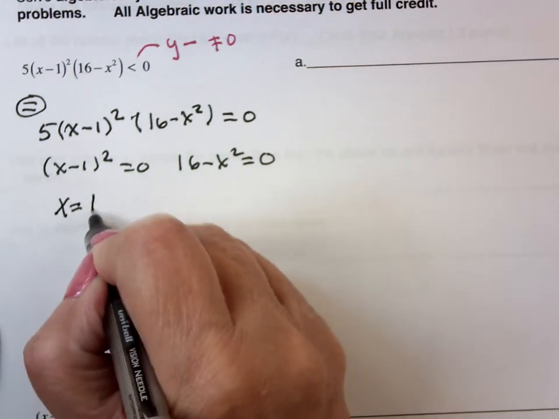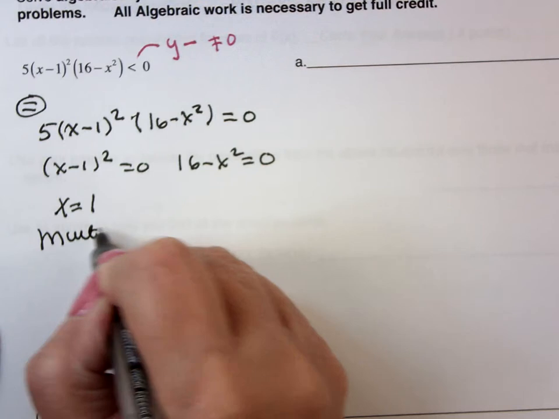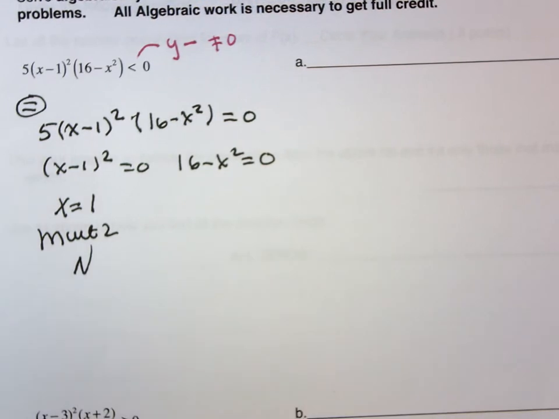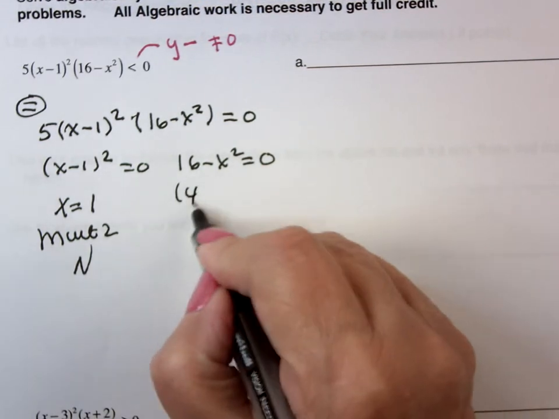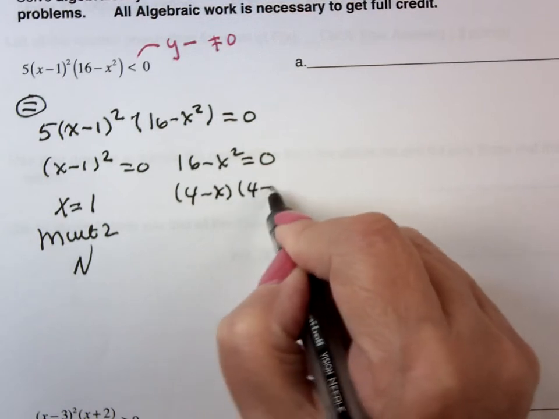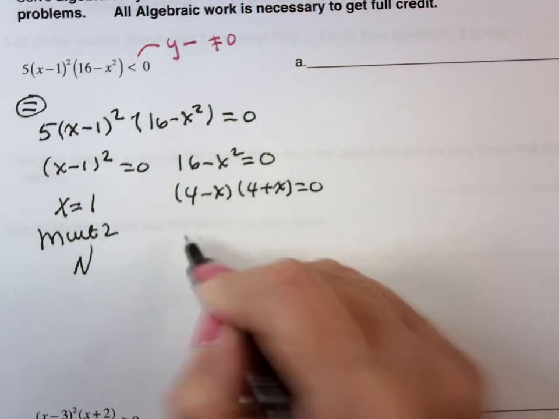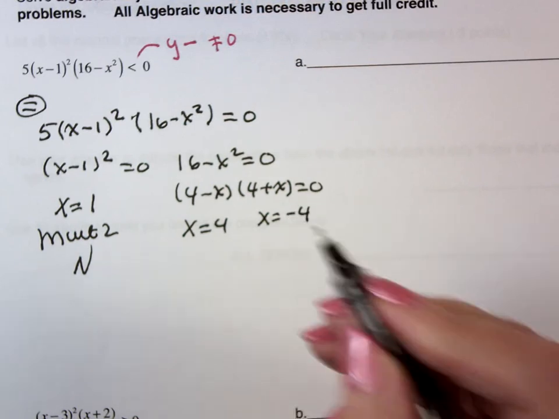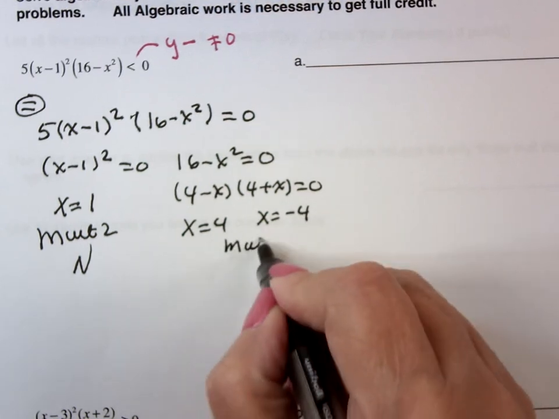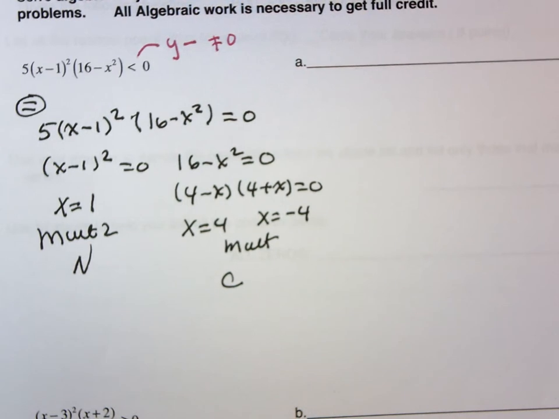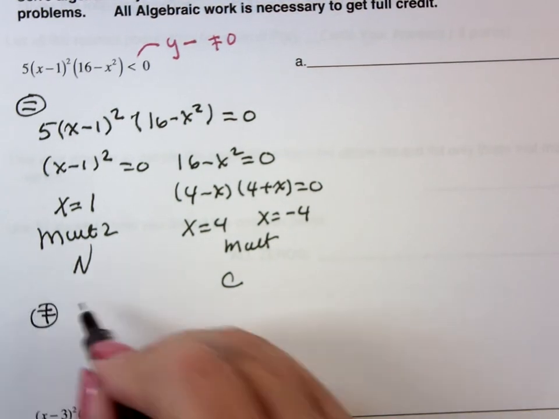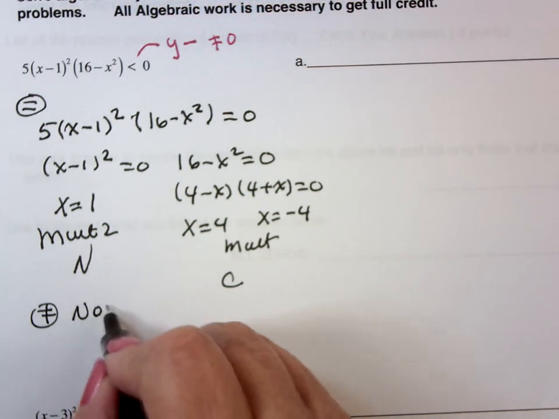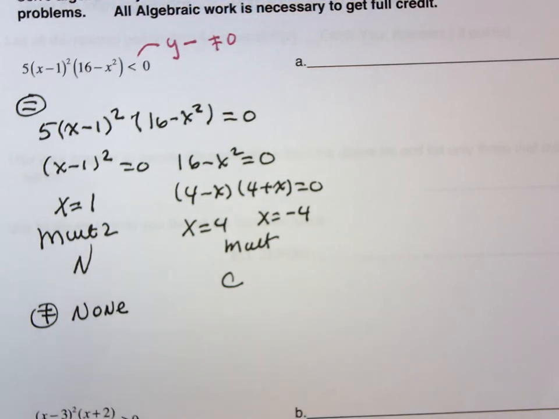x is 1, multiplicity 2, no change. 16 minus x squared is (4 minus x) times (4 plus x). So x is 4, x is negative 4. These are multiplicity 1, change. And for the not equal, there are no domain restrictions, because the domain is all real numbers.